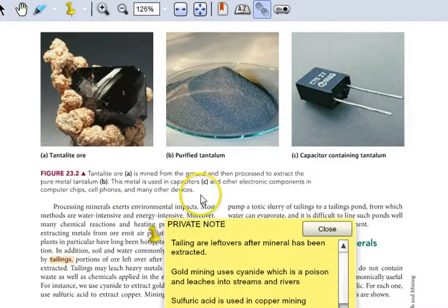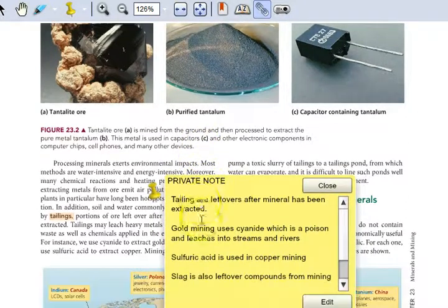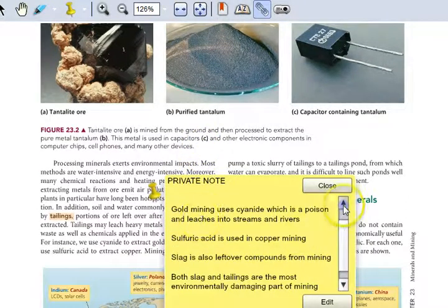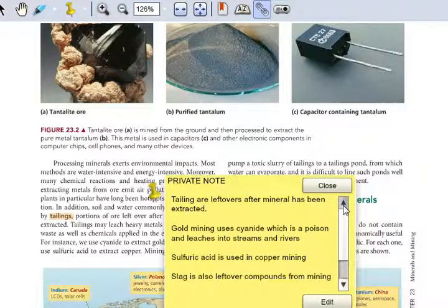Okay, so mining has a couple of terms you need to know. The tailings, here we go. The tailings are what is left over after a mineral has been extracted from the ore. And the tailings are actually pretty toxic in some mining. Gold mining uses cyanide, which is a poison, and this can leach into rivers and streams. Sulfuric acid is used in copper mining, and this can make streams and rivers acidic.